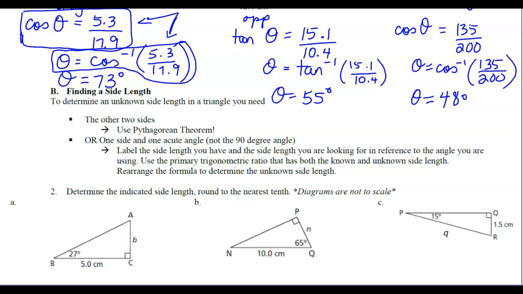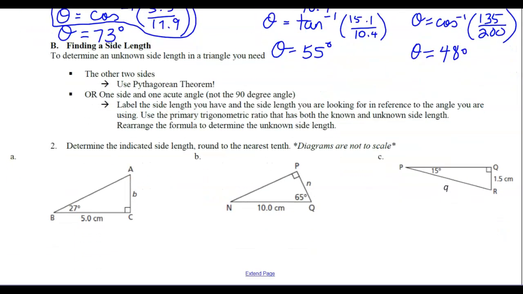And so if you know one side in a 90-degree triangle, and if you know another angle, one of the acute angles, you can find a missing side. So you need to know an angle and a side in a 90-degree triangle, which means basically you need to know two angles and a side. Okay, so label the side length you have and the side length you're looking for in reference to the angle that's given. Then use the primary trig ratios to solve for the unknown side.